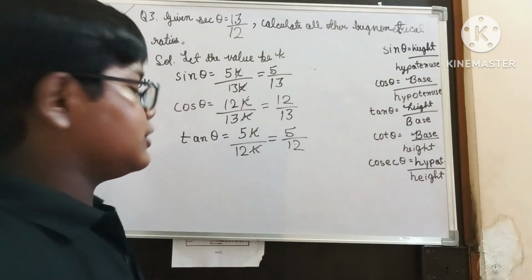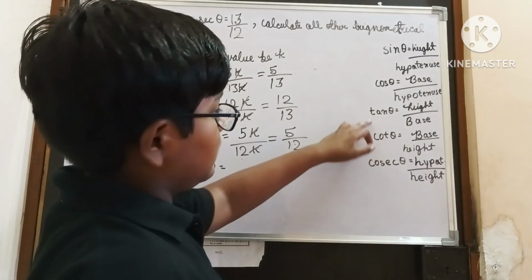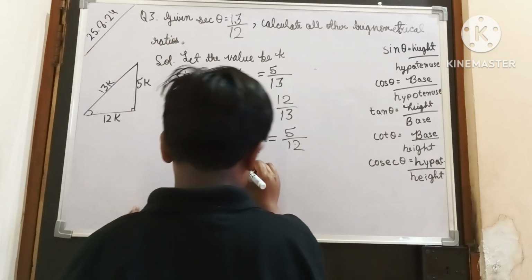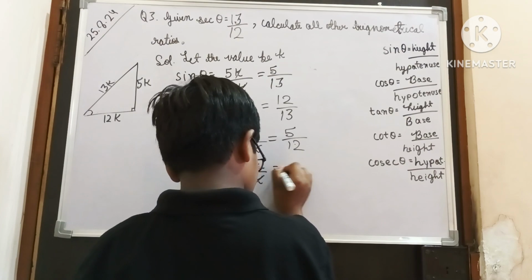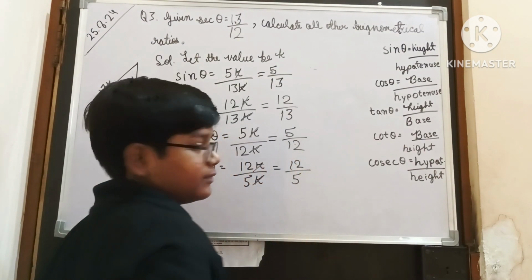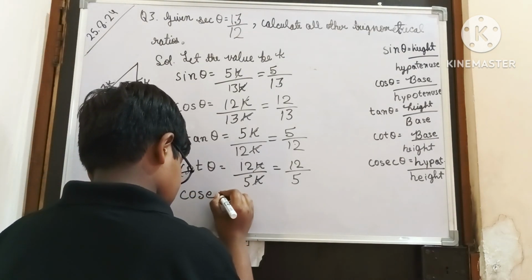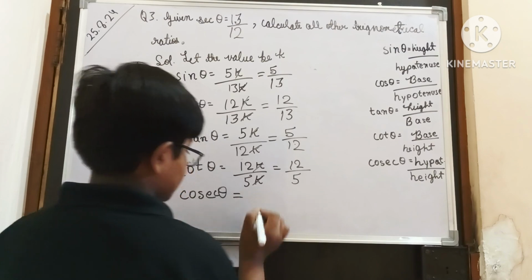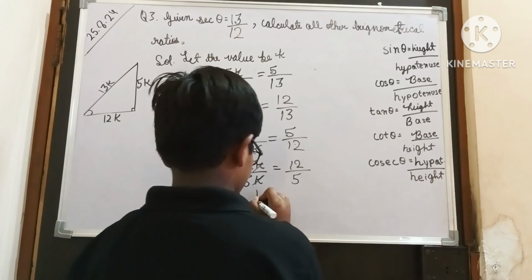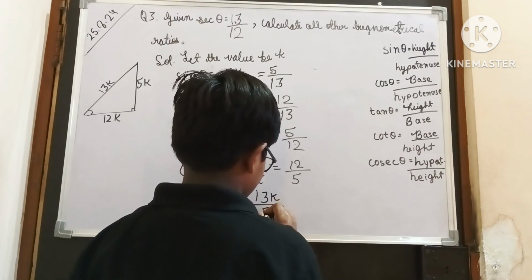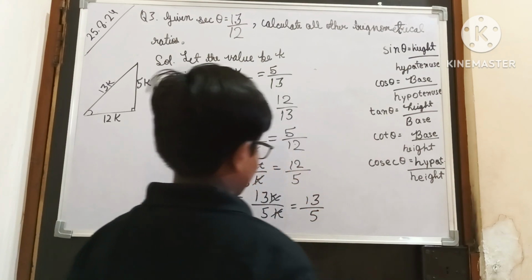Now the last second value is cot theta. Cot theta is just the reciprocal of tan theta, which is base upon height. Base of the triangle is 12k and height of the triangle is 5k. K and k will be cancelled out, and we will get 12 upon 5. And our last is cosec theta, which will give us the value as hypotenuse upon height. Hypotenuse is 13k and height is 5k. So the value will become 13 by 5.